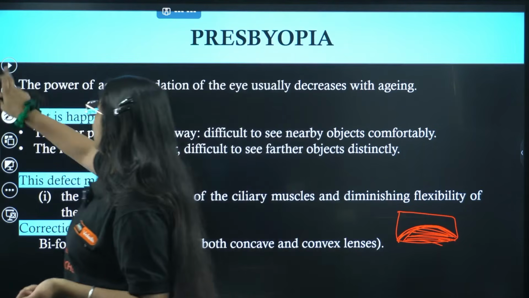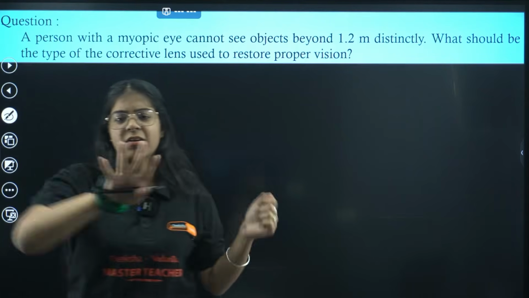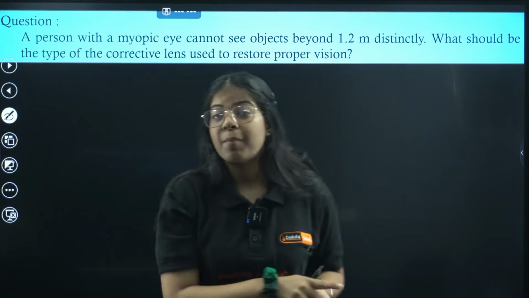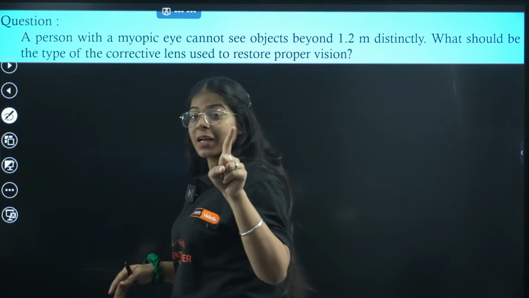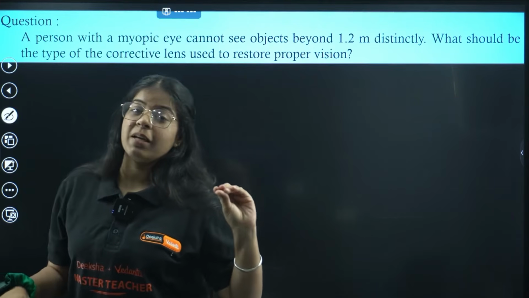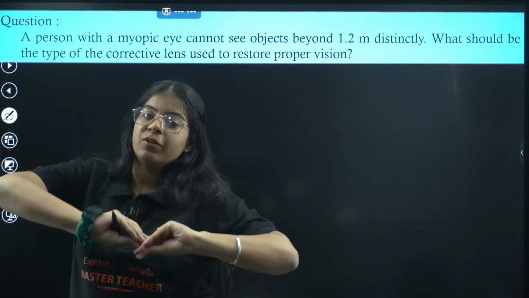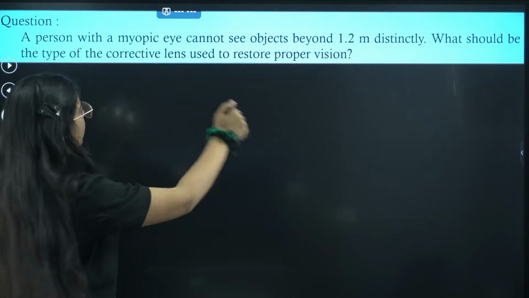Next, here we have a simple question. A person with a myopic eye. Now in the numerical video, what did I tell you? Read the numerical carefully and write the important information down.